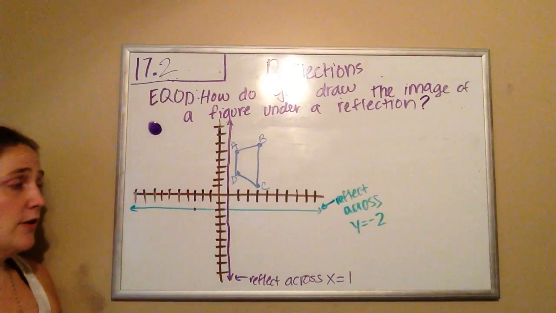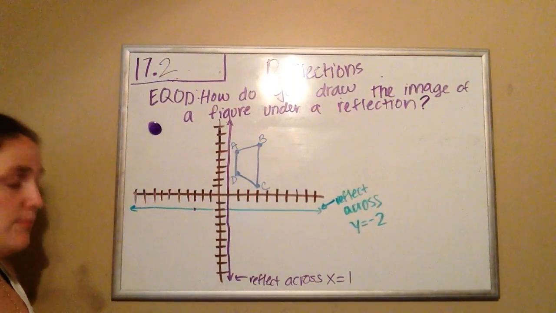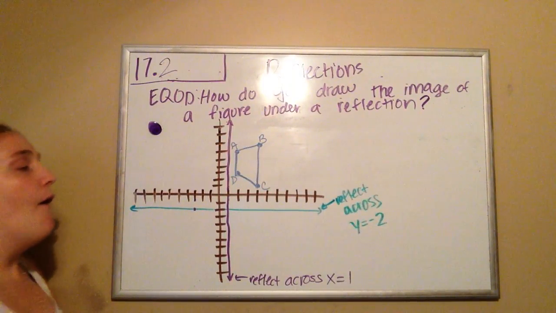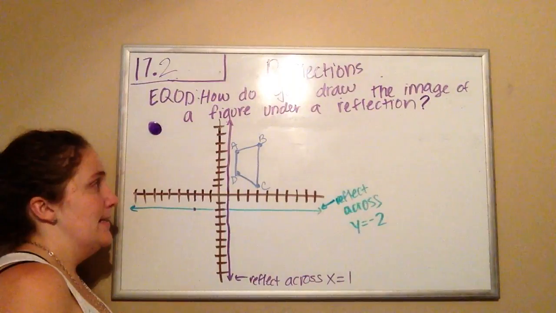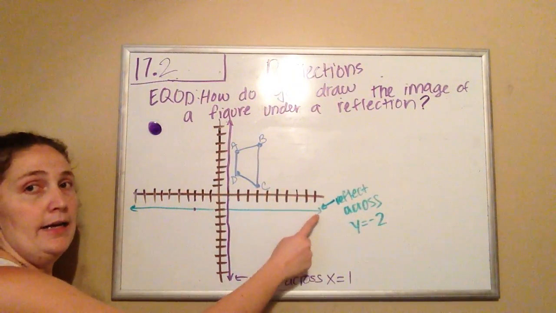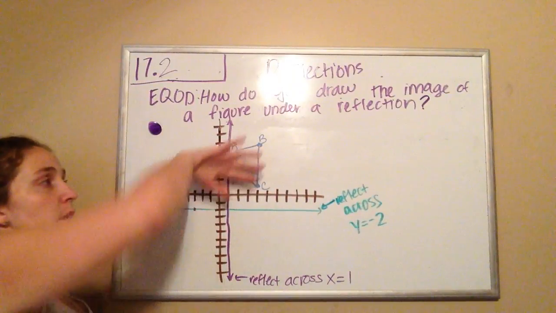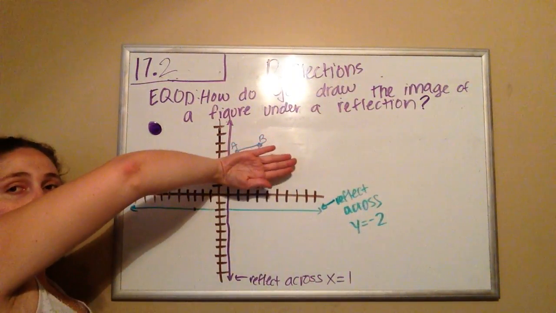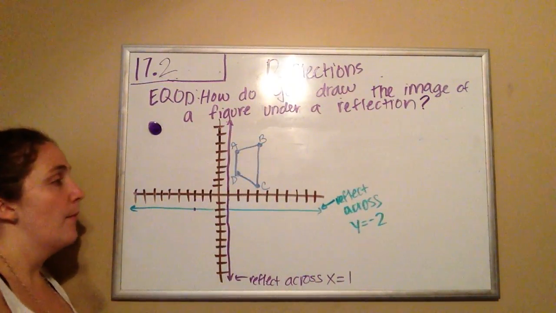Alright, so here's our first figure we're looking at. We're looking at this blue figure A, B, C, D. And we're going to reflect it over two lines. We're just doing two different problems at once, just to see what reflections is. So, essentially, to reflect over this green line, which is y equals -2, we're going to take this shape and flip it over the line.